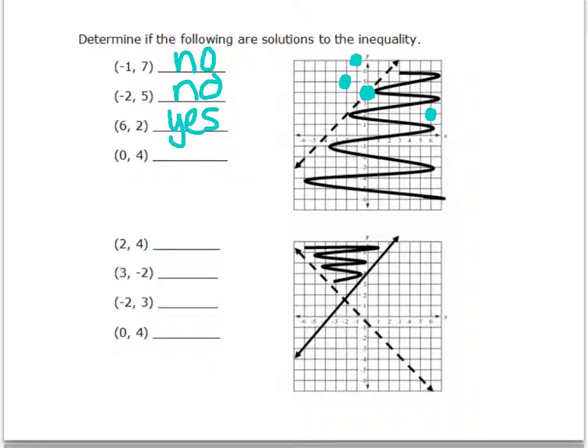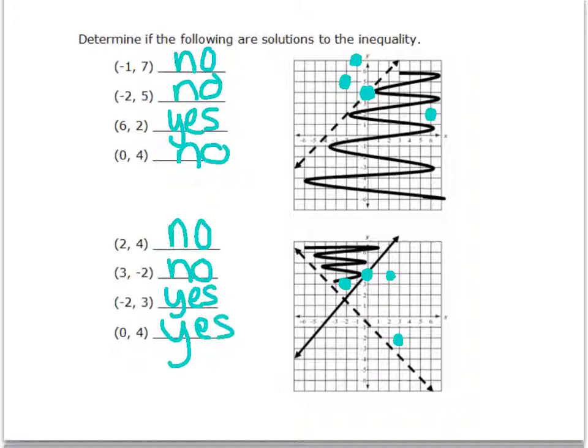0, 4. It's dotted. Exactly. It's on the line, but it's dotted, and since it's dotted, it is not a solution. This is a no. All right. How about 2, 4? Nope. How about 3, negative 2? Negative 2, 3? And 0, 4? Yes. Very good.